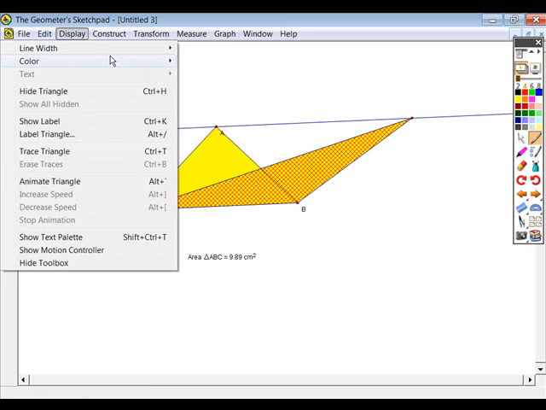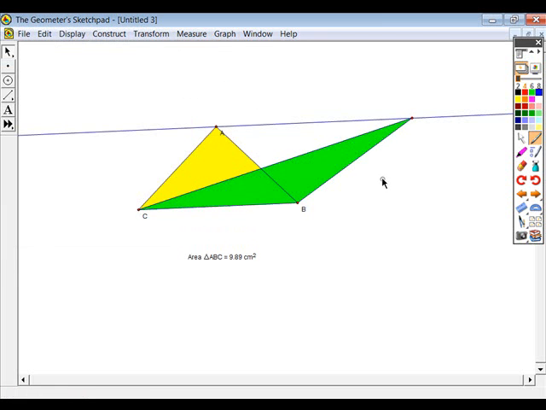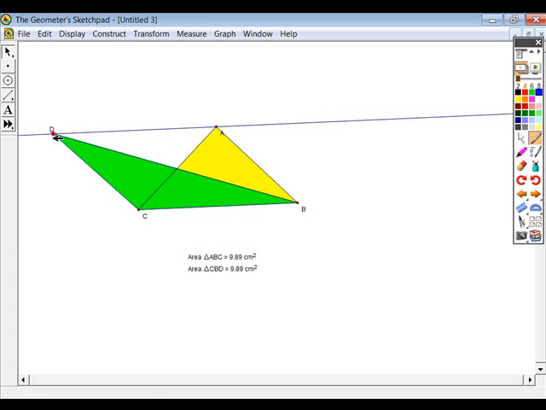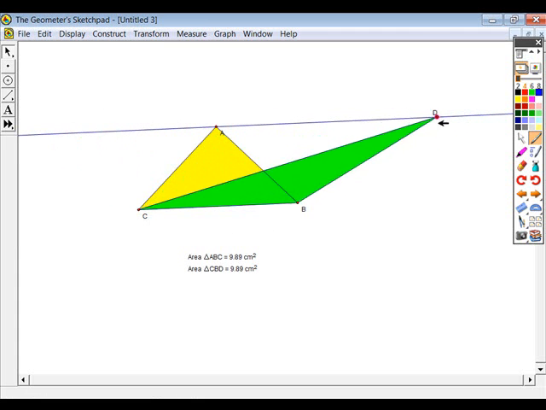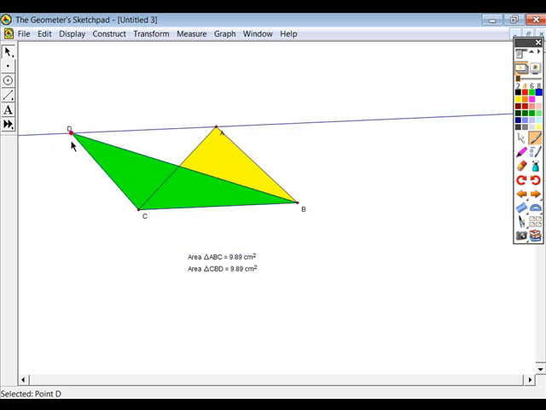and I'll change the color here. And so if I take this area and I measure it, it's exactly the same. It doesn't matter where I put this point D, as long as it slides along this parallel. Is the area changing for that green triangle? It's not changing at all. So you can shear a triangle.